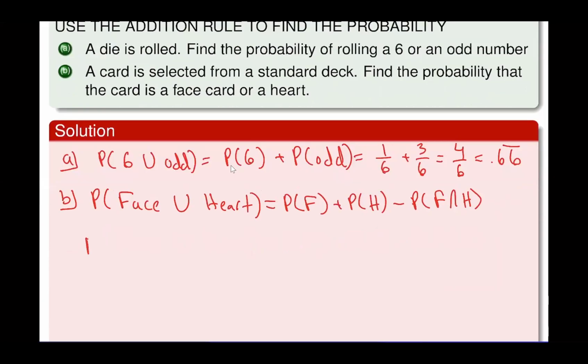So remember, a face card is a jack, a queen, and a king. And if you remember, each one of them has 4. So how many total face cards do we have? 12? Yeah, 12 out of 52. How many total hearts do we have?